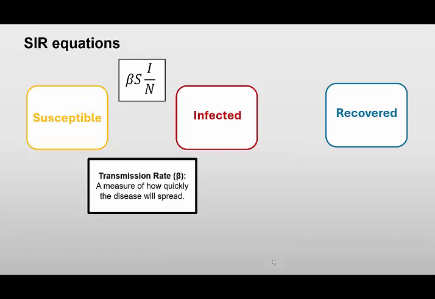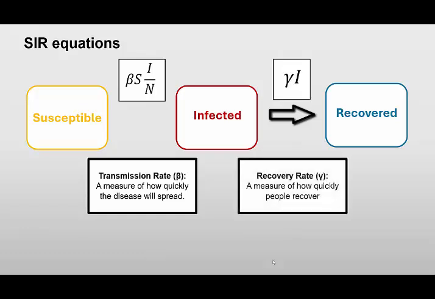The last part of our mathematical model requires us to determine how many people move from the infected group to the recovered group the following day. To do that, we use the formula gamma times I. When gamma or I are large, we would expect a larger number of people to move into the recovered group the next day.